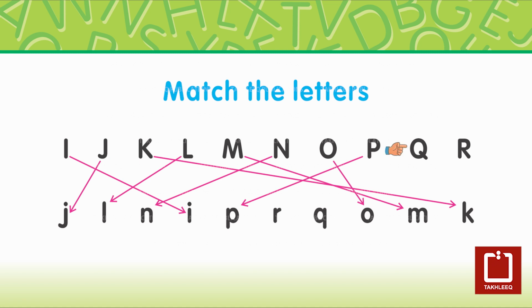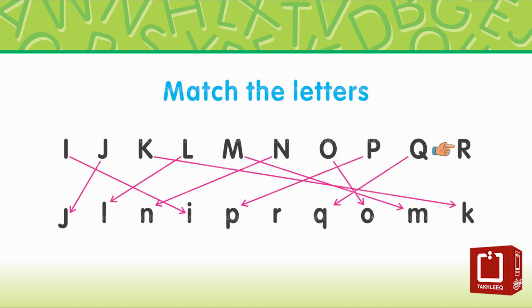This is capital letter Q. Now we search small letter Q in the second row. J, L, N, I, P, R, Q. Yes, this is small letter Q. So we match capital letter Q with small letter q.